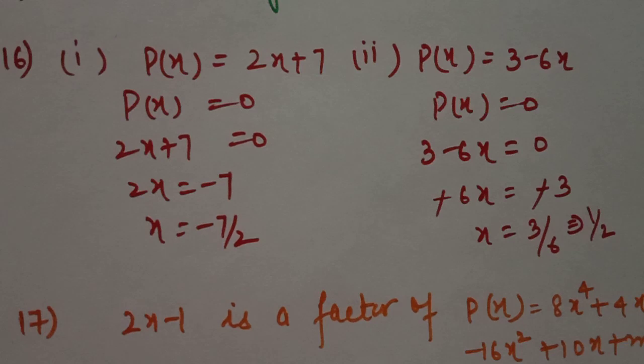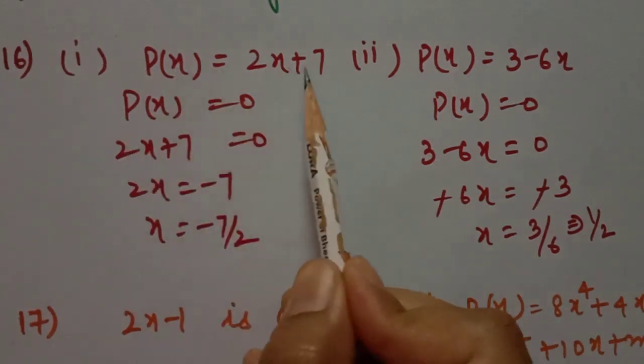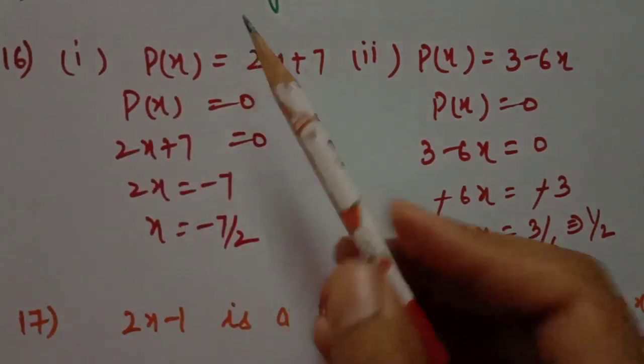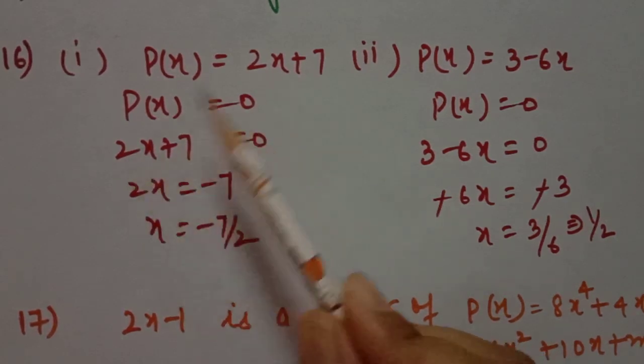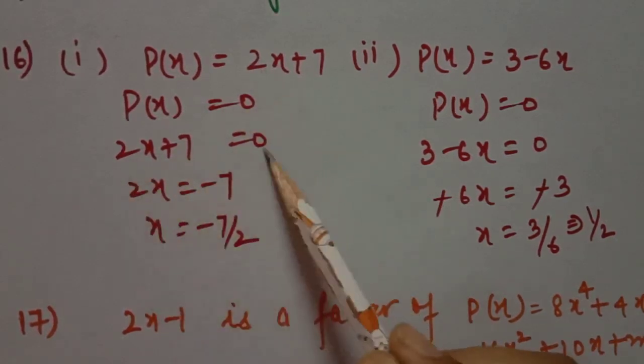Now section C, short answer questions. Question number 16, find the zeros of polynomial in each case. First, p(x) is equal to 2x plus 7. So students, for finding the zeros, we have to put p(x) equal to 0. So we will put 2x plus 7 equal to 0.